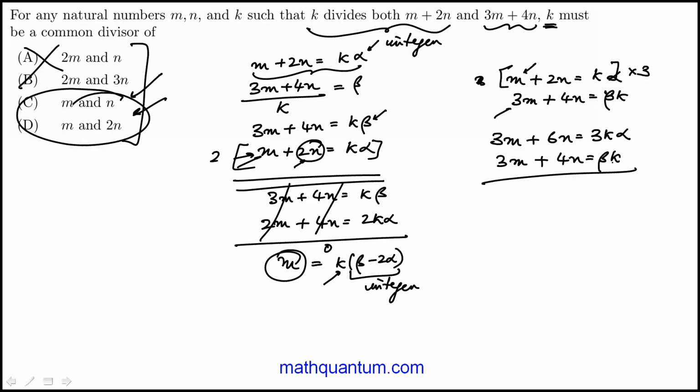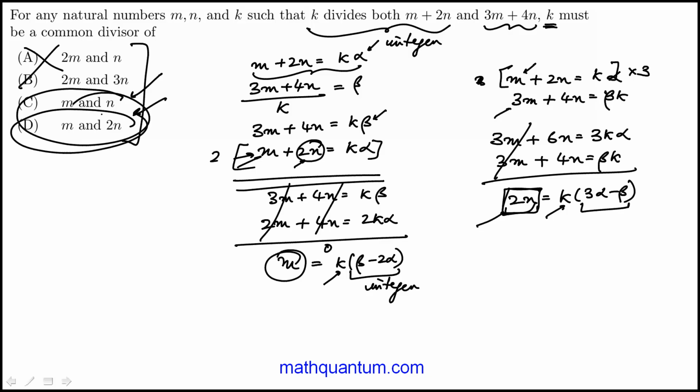And then I do the subtraction again. This drops out. I get 2n. And again, I factor out a k. And note this is some integer, but the key thing is 2n is a multiple of k. That is, k divides 2n evenly. So now we know our answer. It's choice D, m and 2n. So to summarize, the answer is D.